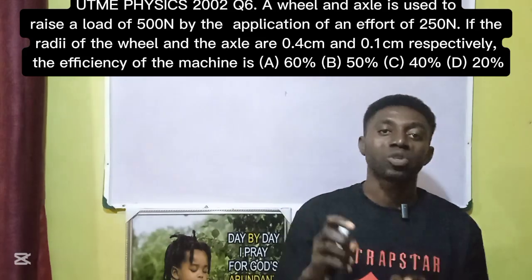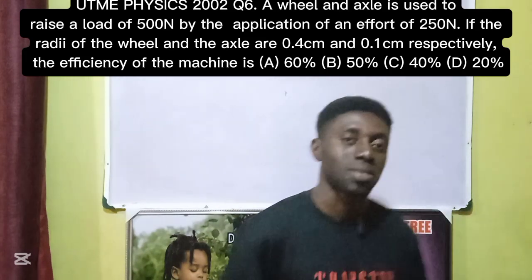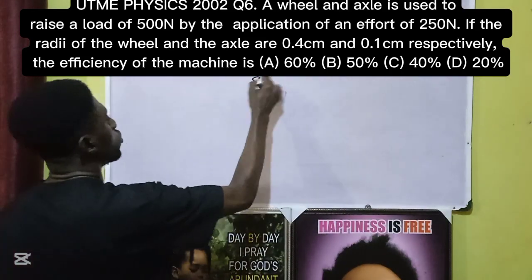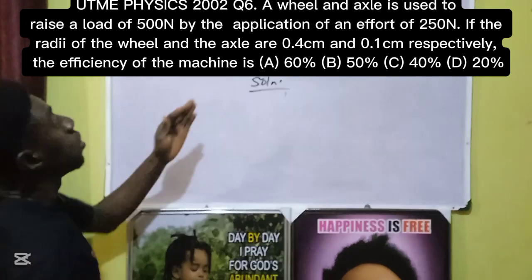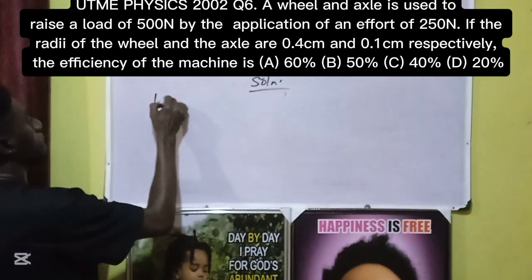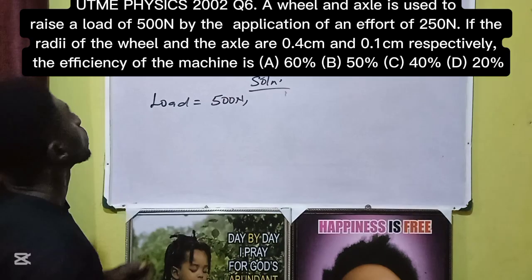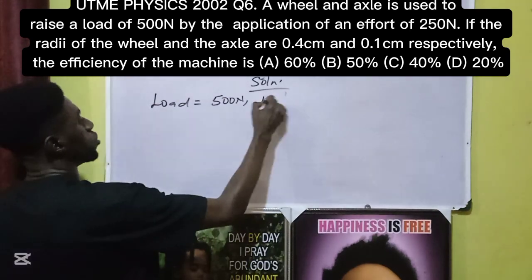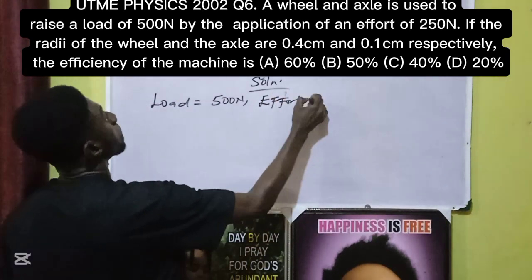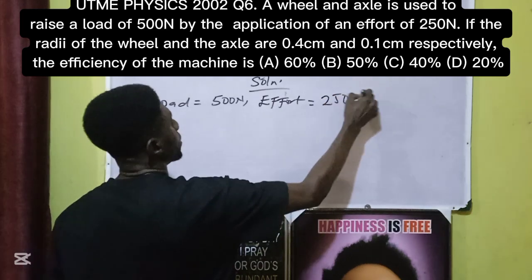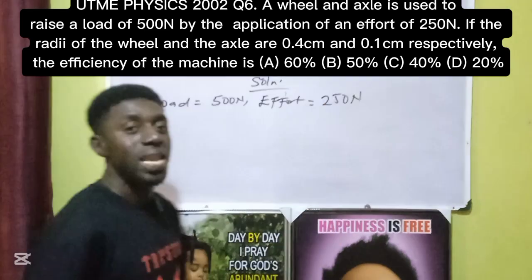Before you can do justice to the question, first of all, bring out your parameters. Solution. We are given load, 500 Newton. We are given effort, 250 Newton. We have radii.